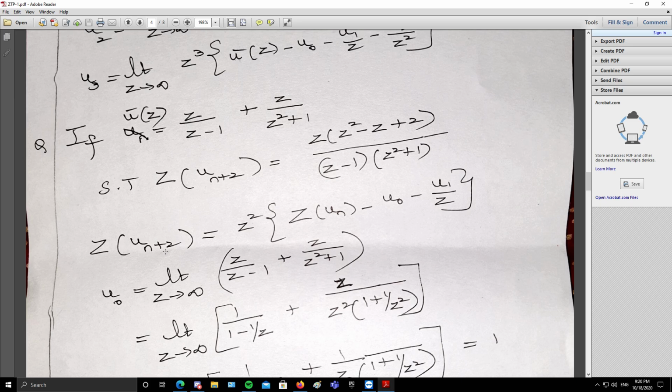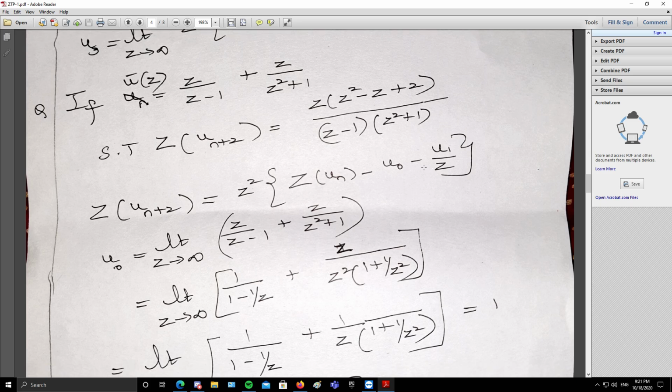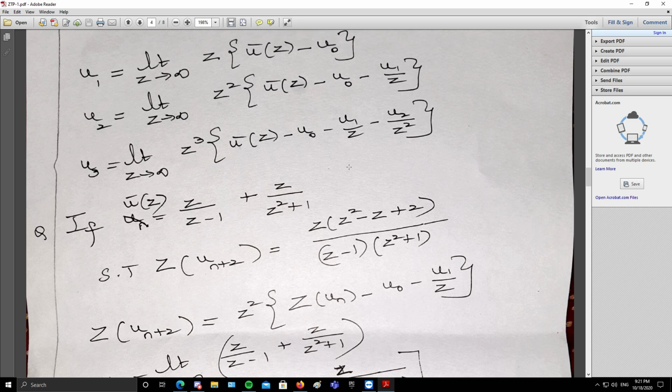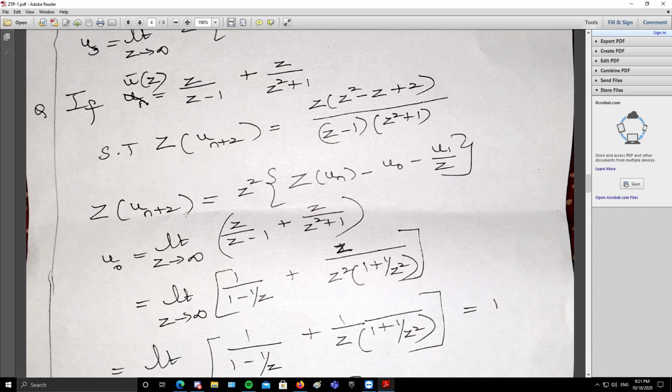So what is Z of un plus 2 by the shifting property? Z square Z of un minus u naught minus u1 by z. Now, whenever you have to find u naught, u1, u2, it means initial value property. So what is the formula for u naught? U naught is the limit as z tends to infinity of u bar of z. What is u bar of z? Z by z minus 1 plus z by z square plus 1.